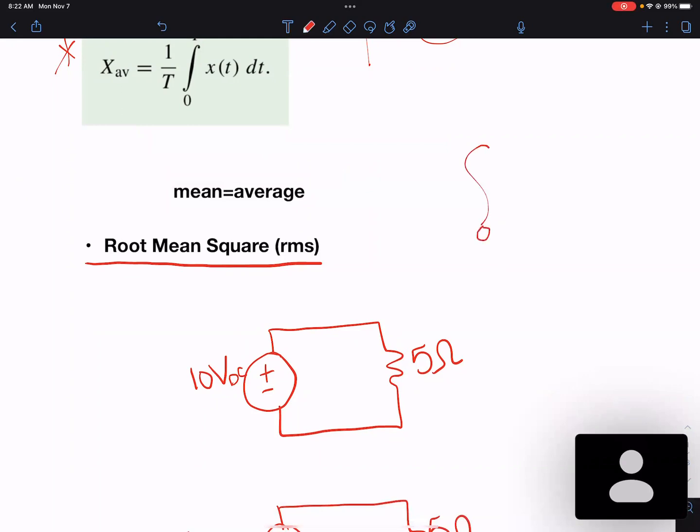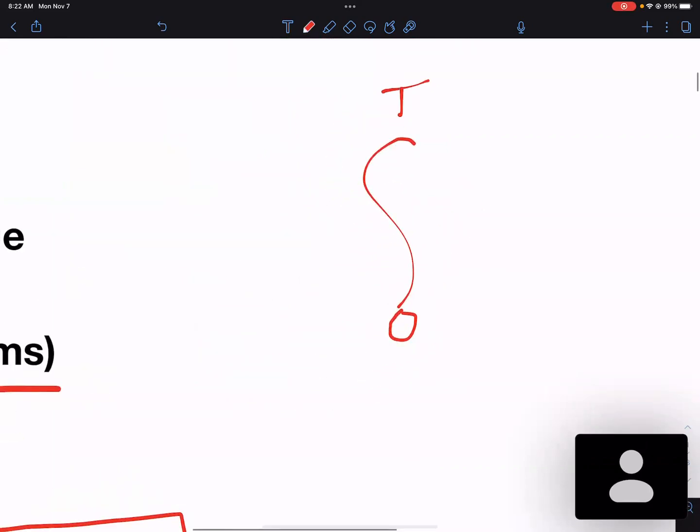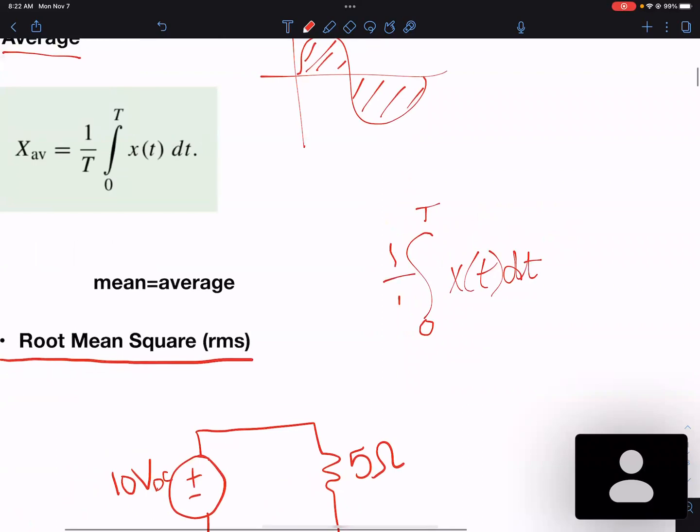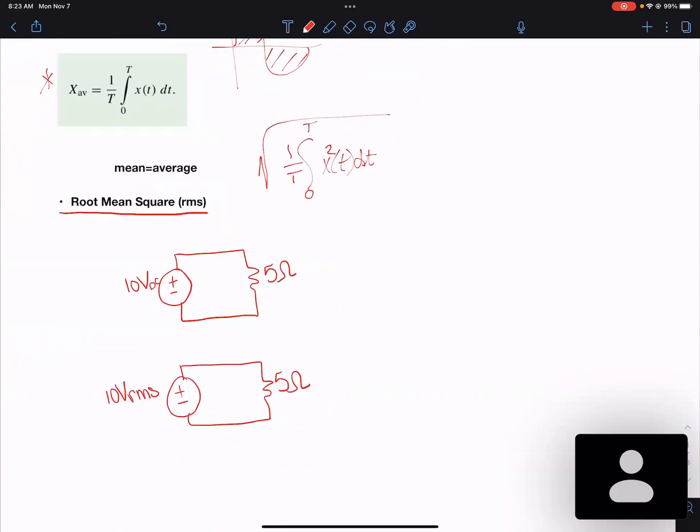So you have 0 to T of whatever I'm finding the average over dt. And then this is the mean. And then when we talk about the root, that means the square root. So we're going to take the square root of this. And the square portion is going to be the function that's squared. So this is how you remember this formula to get the root mean square.